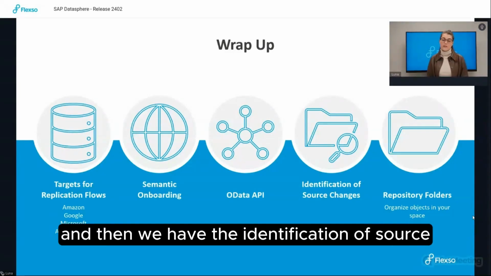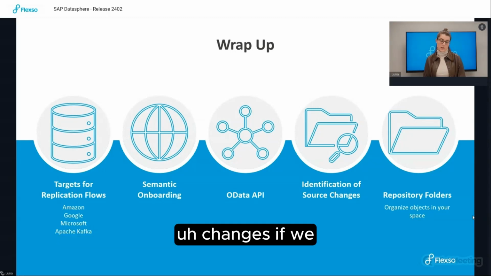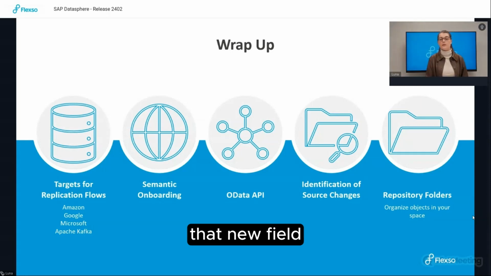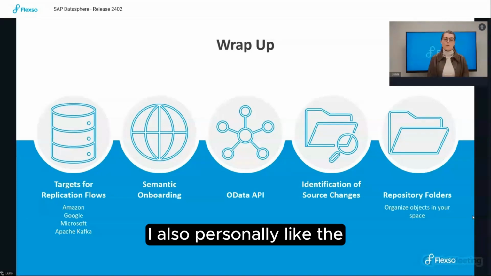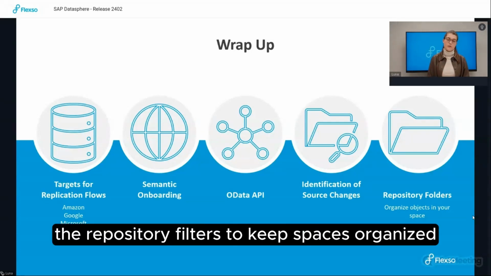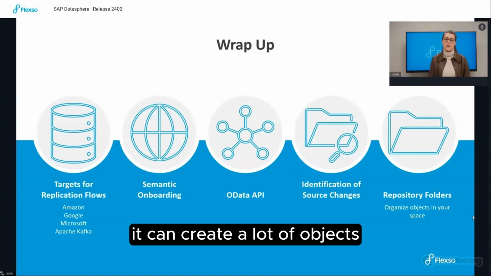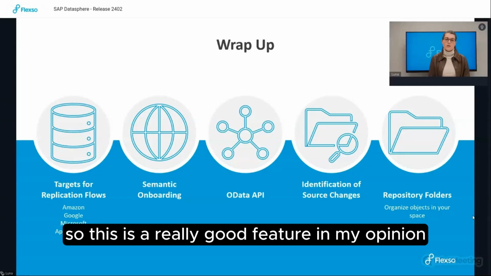And then we have the identification of source changes. If we see that in our table in the source system, we have, for example, that new field. And lastly, I also personally like the addition of the repository folders to keep spaces organized, because many people can work in a space. It can create a lot of objects. So this is a really good feature in my opinion.